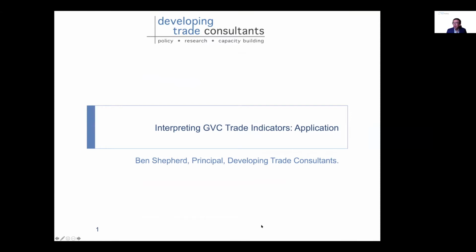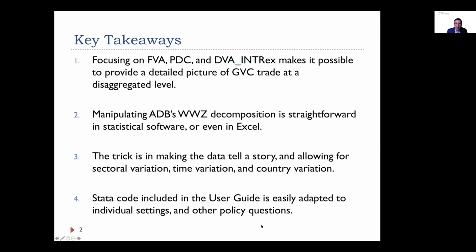What I want to do now is show you what you can do with all this stuff. Okay, so we talk about kind of making the data talk. How can we listen to what the data want to tell us? And so to give you an example of that, I'm going to draw on my own work, looking at the trade and value chain relationships between Asia and Latin America and the Caribbean. So this is using the ADB and partners multi-region input-output table, and specifically the WWZ indicators that ADB has calculated from that. So key takeaways, what do I want you to walk out with from this class?